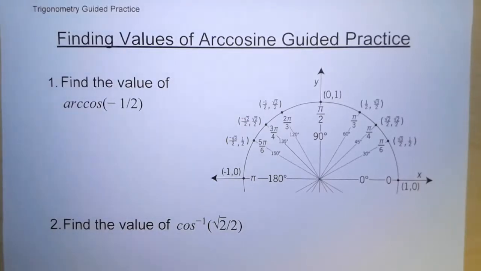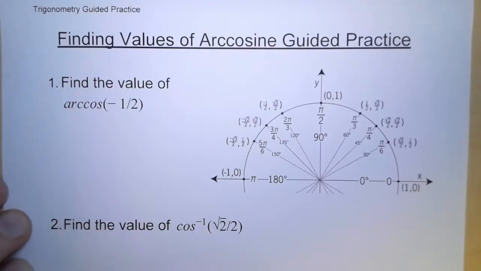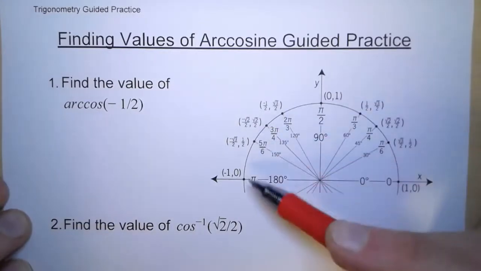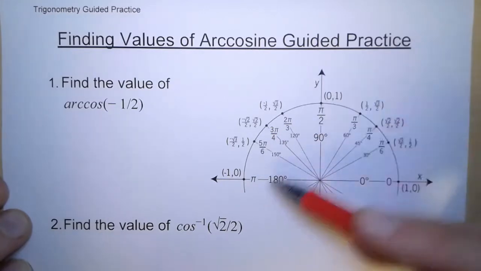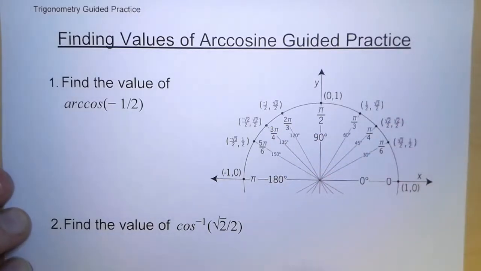So let's get started. Now, if you saw in the previous video, we were finding values of arcsine, and in that video we only saw the right half of the unit circle. That's because with arcsine, the range was from -90 to 90. Those are the only answers that arcsine will give us. But now that we're dealing with arccosine, it has a slightly different range, and that is from 0 to 180 degrees. So we only look at the top half of the unit circle here.